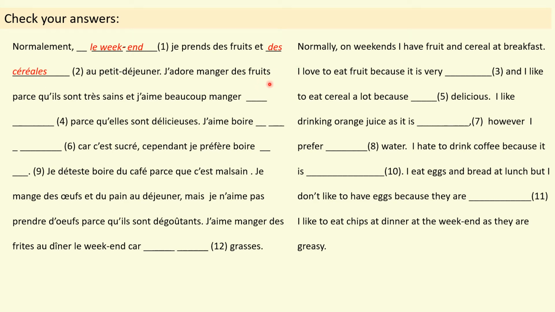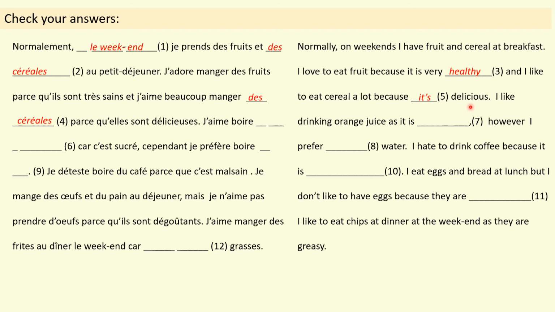J'adore manger des fruits parce qu'ils sont très sains. Sain is healthy, so it's very healthy. And I like to eat cereal a lot because, so we're missing cereal here as well. Des céréales again, parce qu'elles sont délicieuses. And here we've got it's delicious because if you've used eat cereal, it's singular, so it fits better.